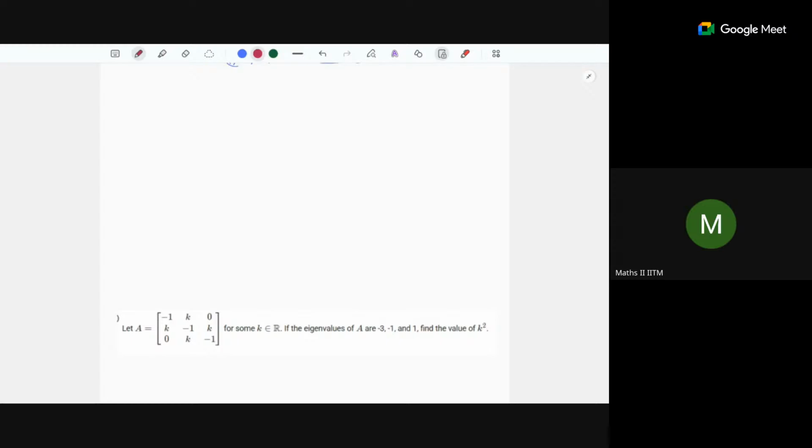Once you get an upper triangular matrix, you can prove that the determinant of a matrix is equal to the product of eigenvalues, and the trace of A is the sum of eigenvalues. This is what we saw in week 8. So using this, now we want to solve this question.